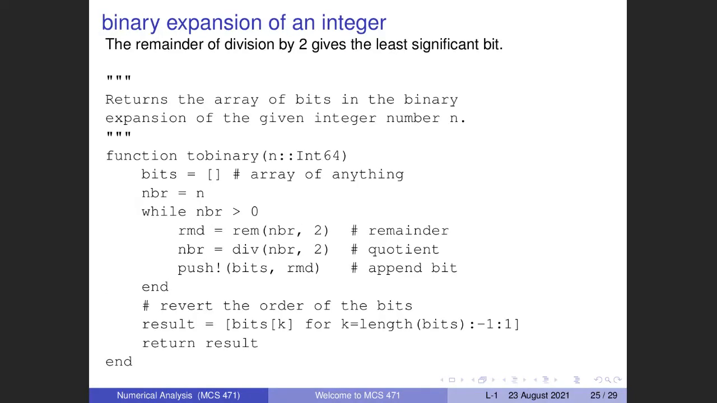Then there is the translation from any number into a binary string. This is also a classic in an introductory programming course. And here I'm trying to indicate also the lists. It's actually an array of anything, but you push the bits to the back of the list. This is the classical algorithm.